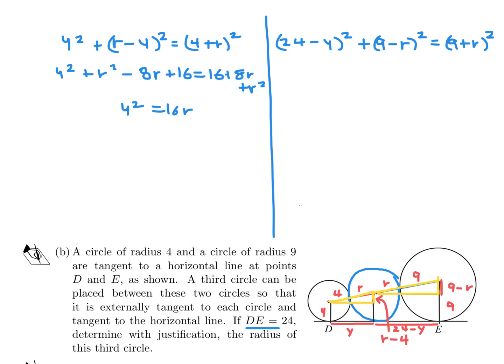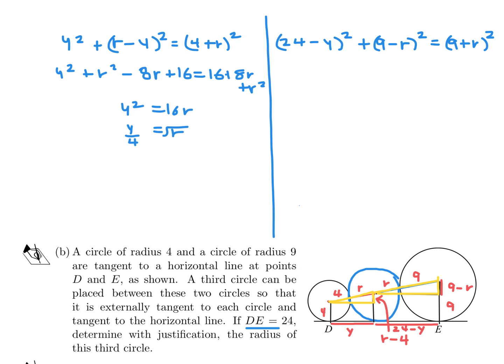And therefore, root r would be y over 4, when you bring it to the other side and take the square root. Sorry, root r, because I had to take the square root of both sides.